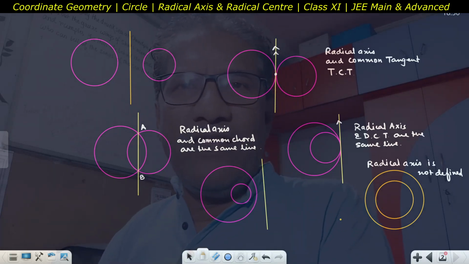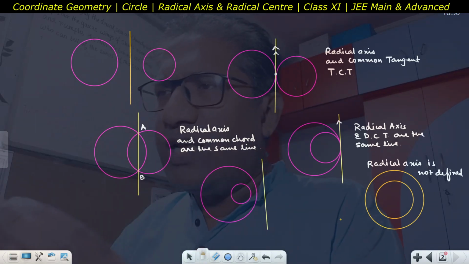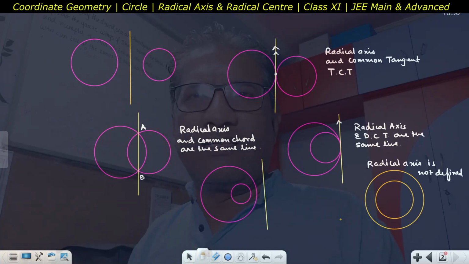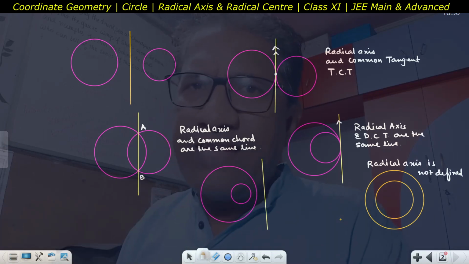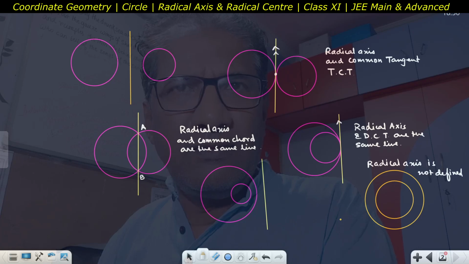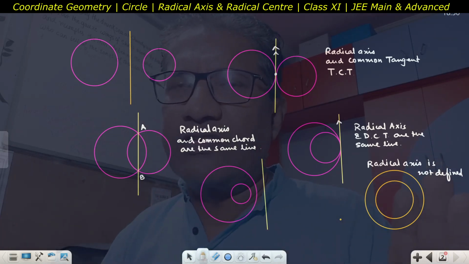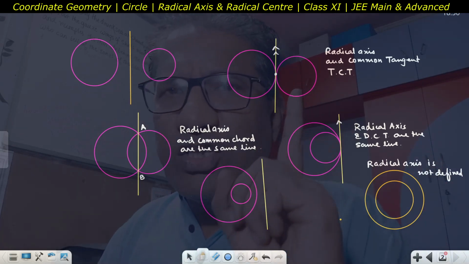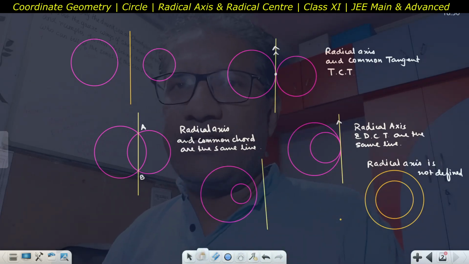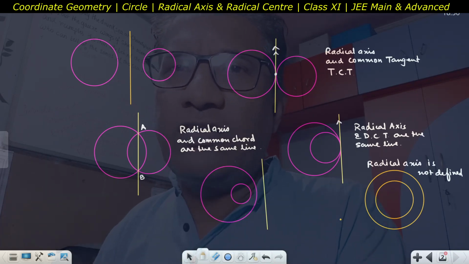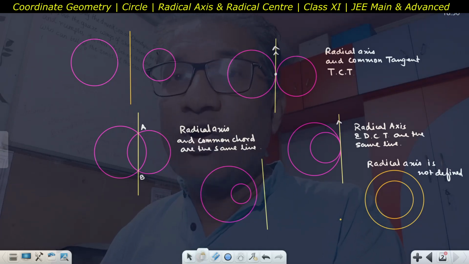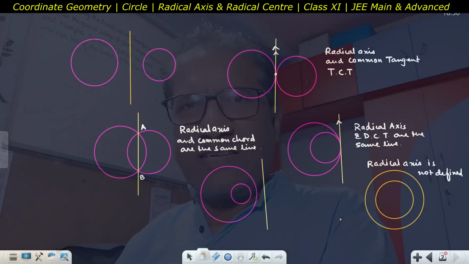Is it clear to all? Have you understood this? I have taken all the possibilities of the position of the circles, and we have seen that yes, everywhere radical axis is possible, irrespective of the position of the circles. But there is only one condition in which radical axis is not defined: when the two circles are concentric. Is it clear to everyone?